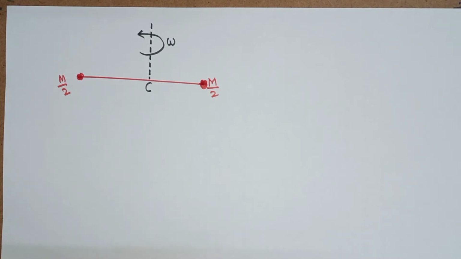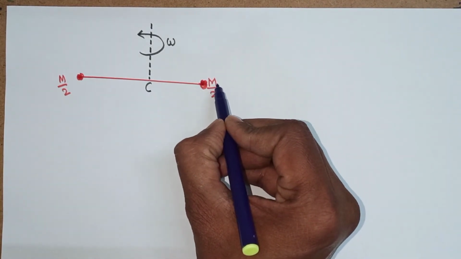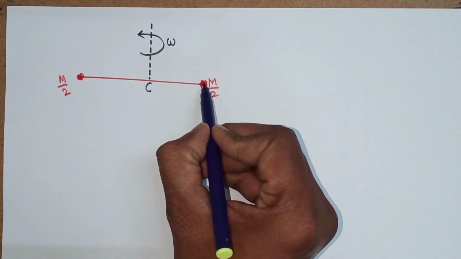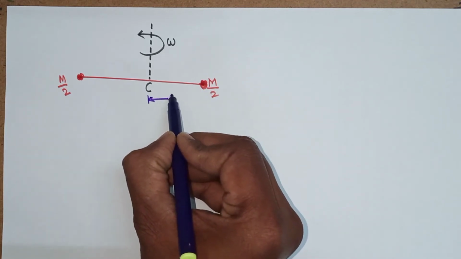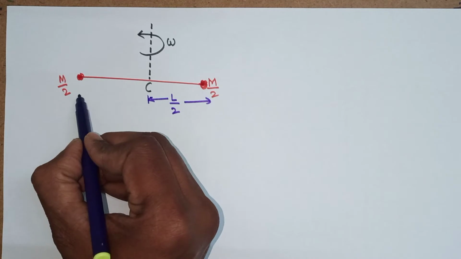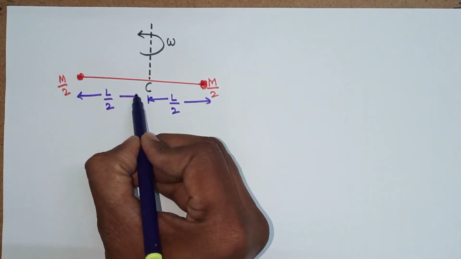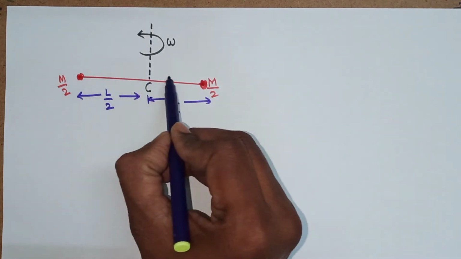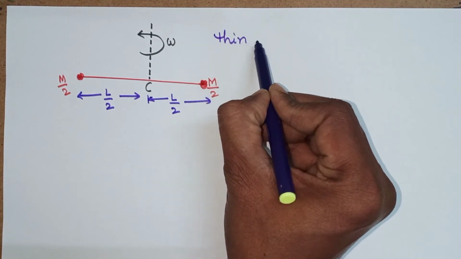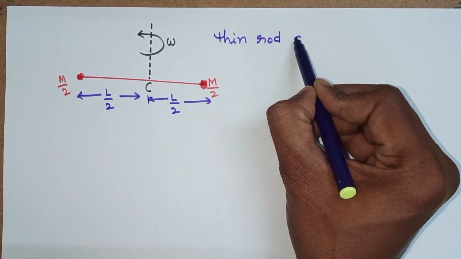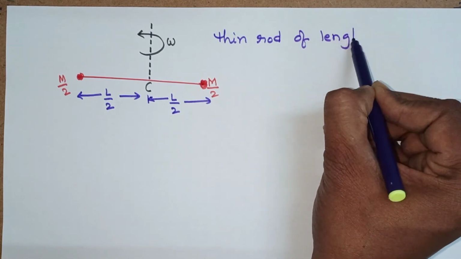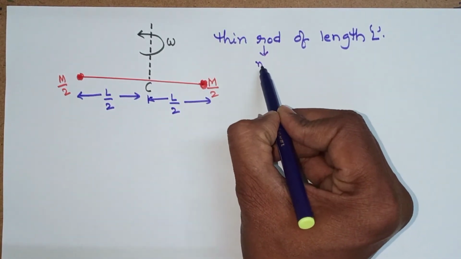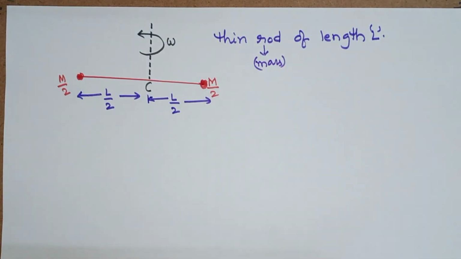Here let us consider a small particle having mass m by 2. You can consider m also, no issue. At the edge of the rod of length L, so from the center this is L by 2, and from this one this is L by 2, and this is the length. We can neglect the mass of the rod, which is called a thin rod, a thin rod of length L. So a massless rod; if you consider mass, then the moment of inertia value changes.